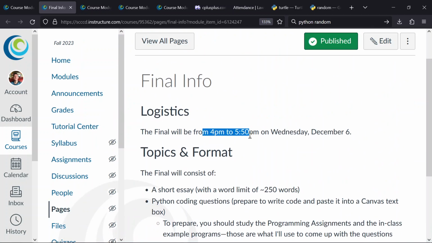But this is when our final is going to be. Every final is meant to be like a 1 hour and 50-minute chunk, so it's a little bit longer than class time. So have this amount of time to take the final in this room on December 6th. Okay? Any questions about any of that?